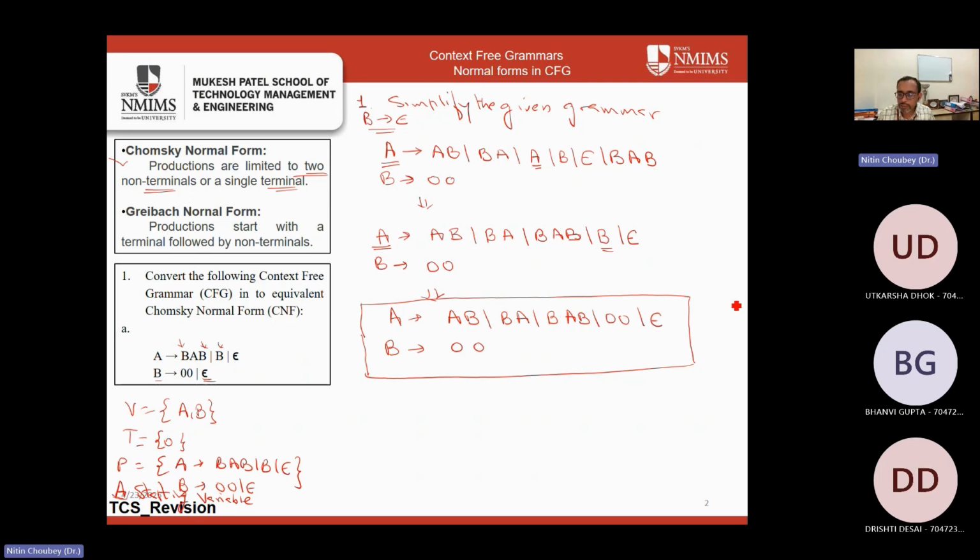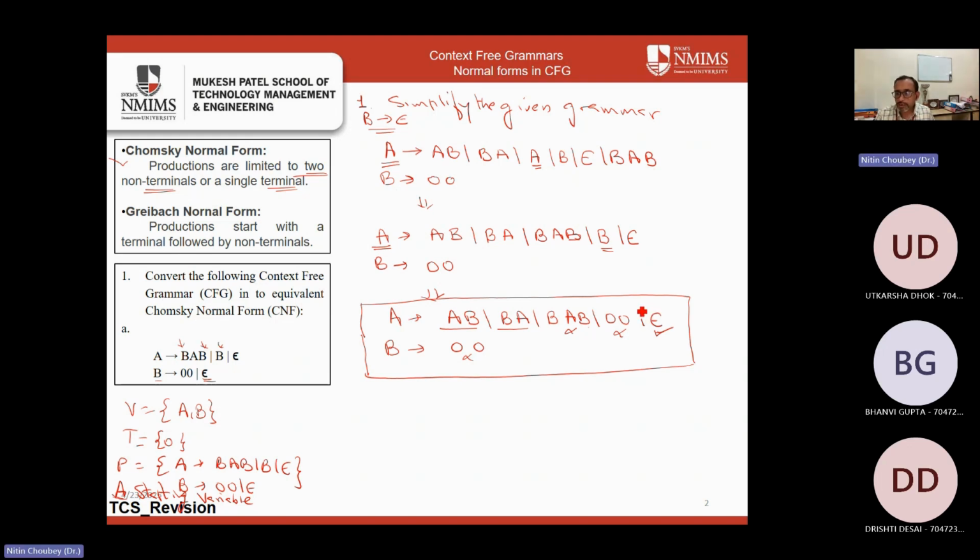Do we have any productions wherein we do not have either two variables or a single terminal? Let's check. Here we have two variables. Here we have two variables. Here we have three variables. So this is not in CNF. Here we have two terminals. This is not in CNF. Here epsilon we are considering a single terminal. So this is in the required form. B gives 00. This is not in the required form. Okay. So we need to focus on these three productions to convert into their equivalent CNF form.